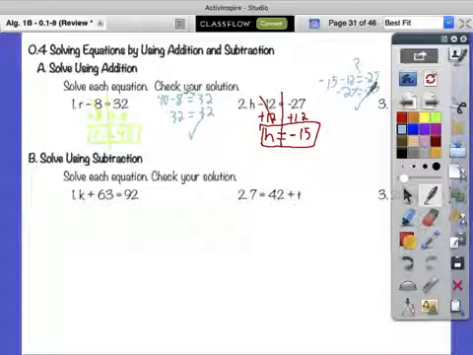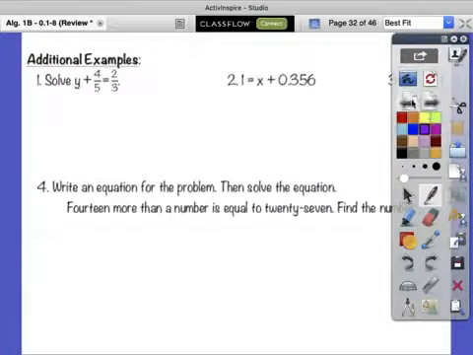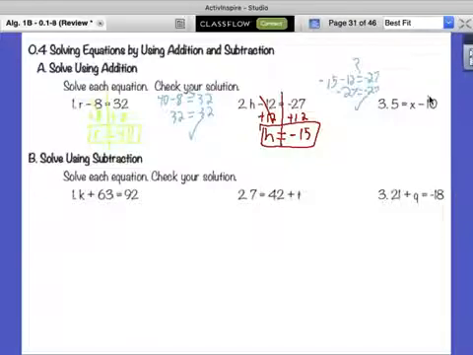All right, let's try this next one. I want you guys to try this next one on your own. So let's do 5 equals x minus 10 on your own. If you have it or have questions, raise your hand. Number 3.